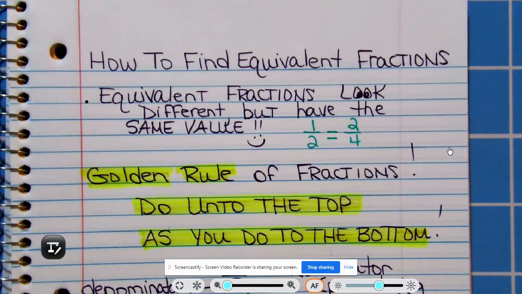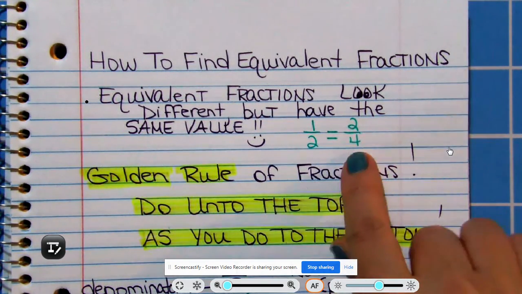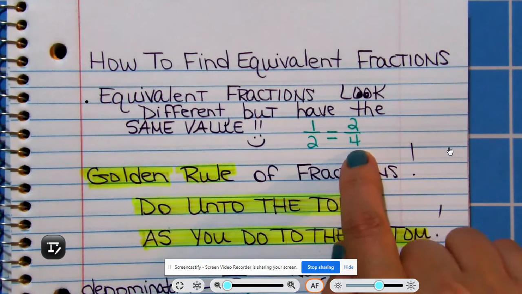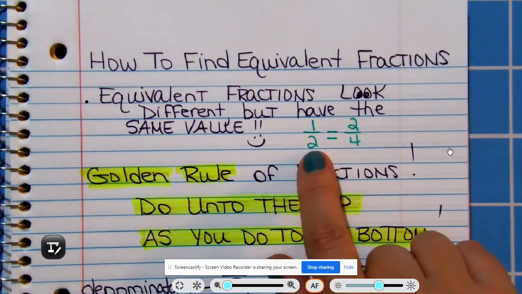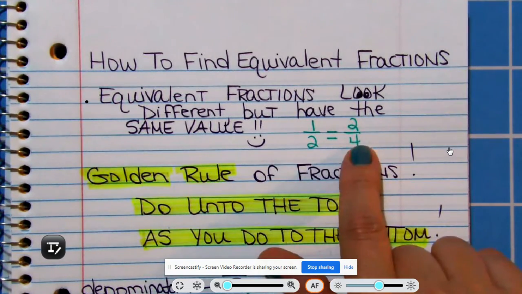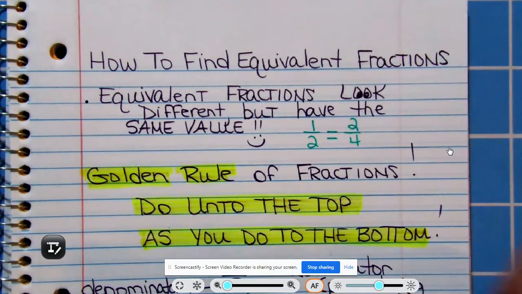If I eat 1/2 of a pizza and you eat 2/4 of a pizza, we are eating the same amount. However, you have smaller pieces because your pizza has been cut into fourths and mine has only been cut into 2 pieces. So they look different, but they name the same value.